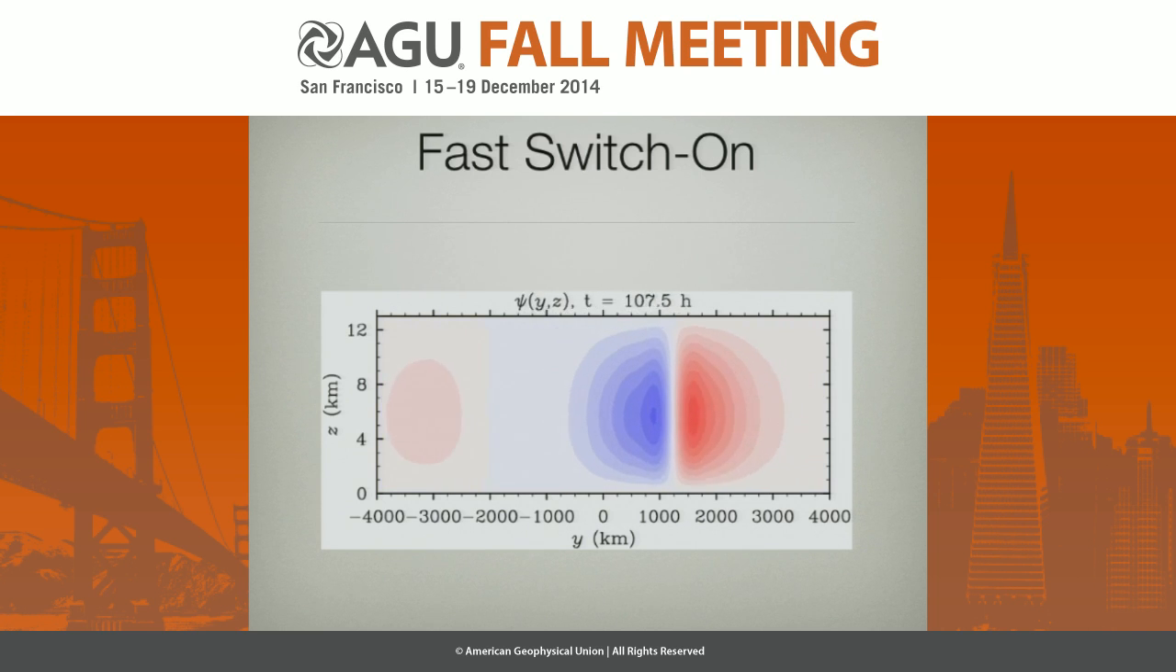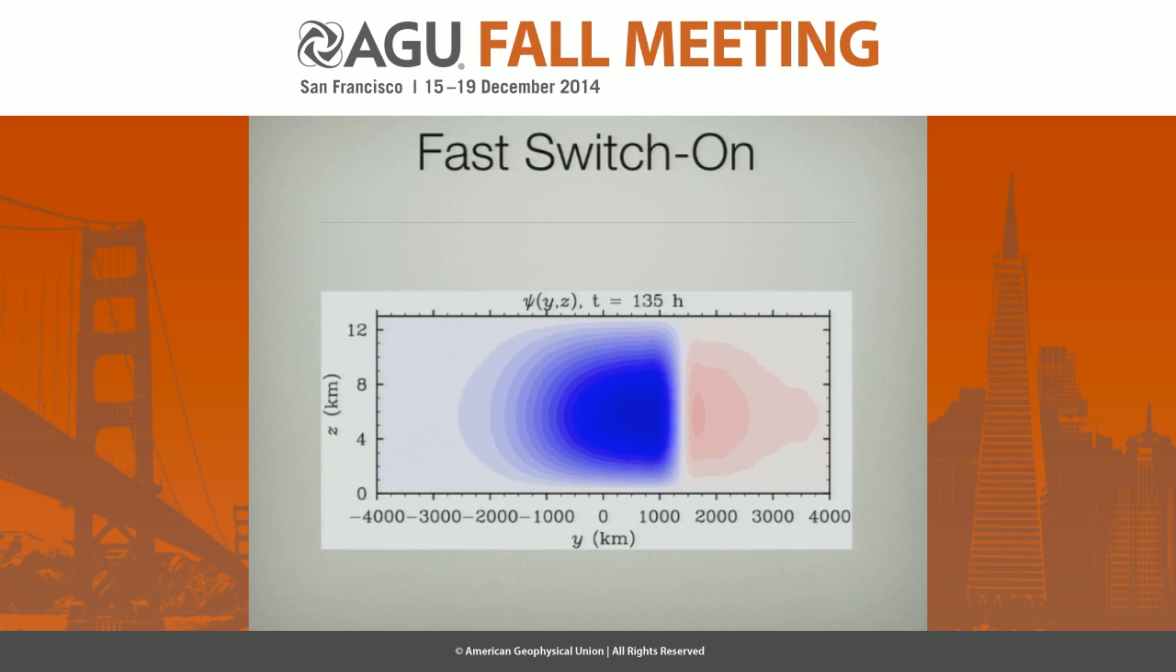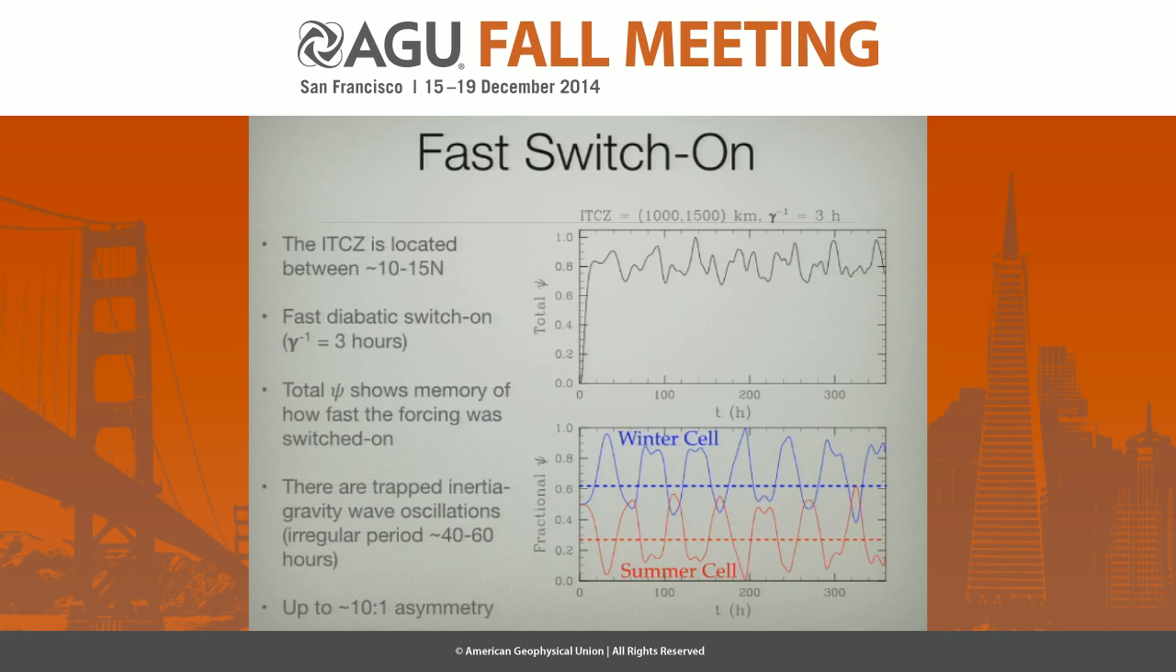The solutions go from oscillatory to evanescent in the equatorial beta plane model. And so when they stop being oscillatory, there are critical latitudes which trap these gravity waves and obviously change the Hadley circulation significantly. Of course, this is just a theoretical model, but this is interesting nonetheless. So in wrapping up what you see in that animation, we have the ITCZ located between 10 and 15 north. We had this fast diabatic switch on, and the top panel shows the total stream function, which is just the sum of the summer cell and the winter cell, and it's normalized.